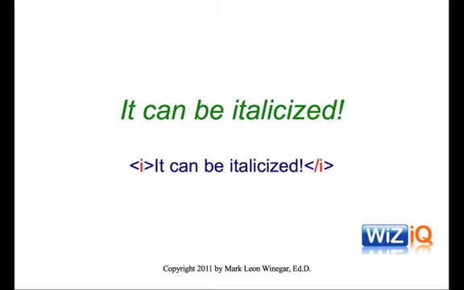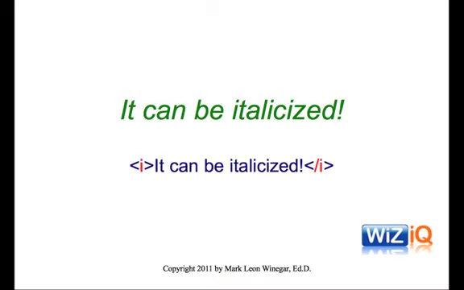We can italicize text, and the tag to italicize is the letter I. To stop italicizing is /I. Now you might be saying, now wait a minute, Mark. Sometimes our tag is a single letter, and sometimes it's a word. The words are easier to remember. This is true.